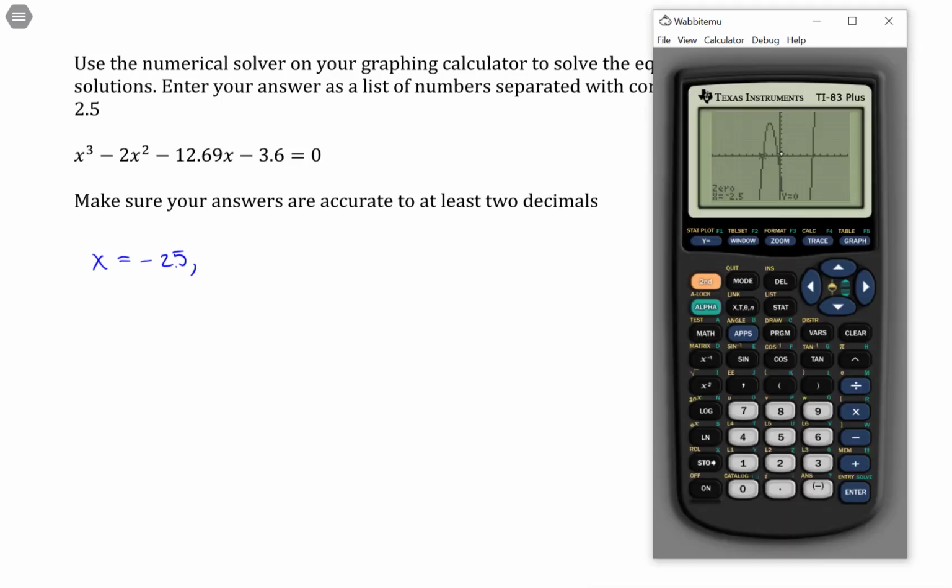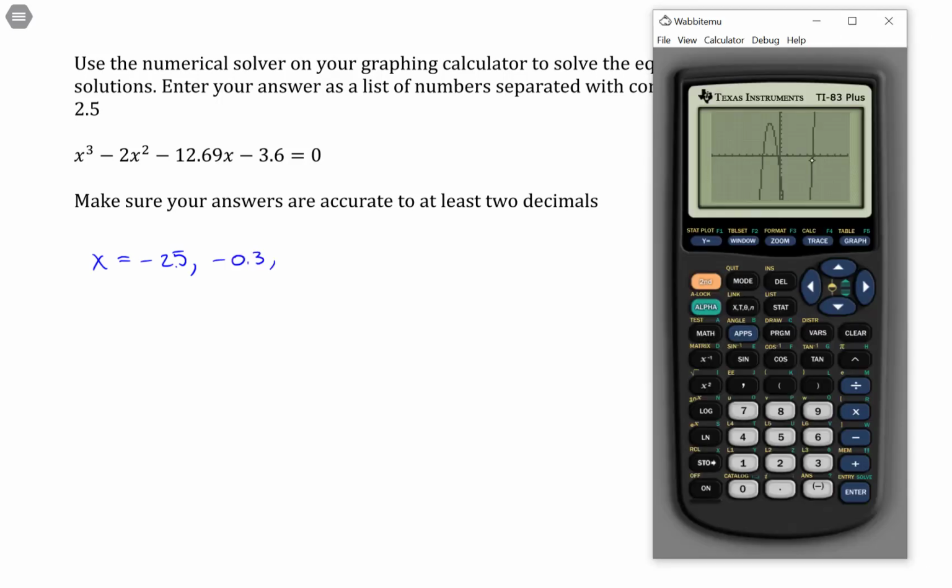The next zero, I'll look for this one here. Again, second calc, come down to the zero function, and left bound, right bound, and initial guess again. Here it's close to 0, so I'm going to say it's between -1 and +1, but give an initial guess of 0. All right, so this zero is at -0.3.